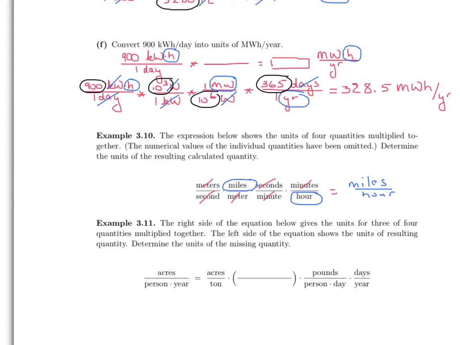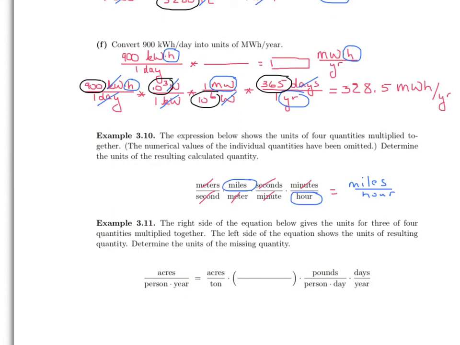In this example, the goal is to figure out what must have been the units of this quantity here. So the key to working this example is to understand that the units on the right side of an equation must be the same as the units on the left side of an equation. Once all common units have been canceled, the units on the left have to match the units on the right.